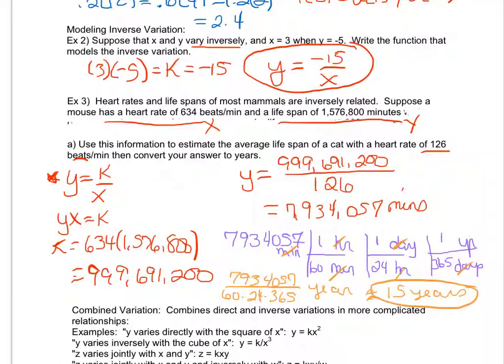And those of you who've had a cat before, you know, cats usually live between 16 and 20 years. So that is probably a little bit low, but not too bad of an estimate. And most math models aren't going to be exact, but again, that's a pretty good estimate for that.